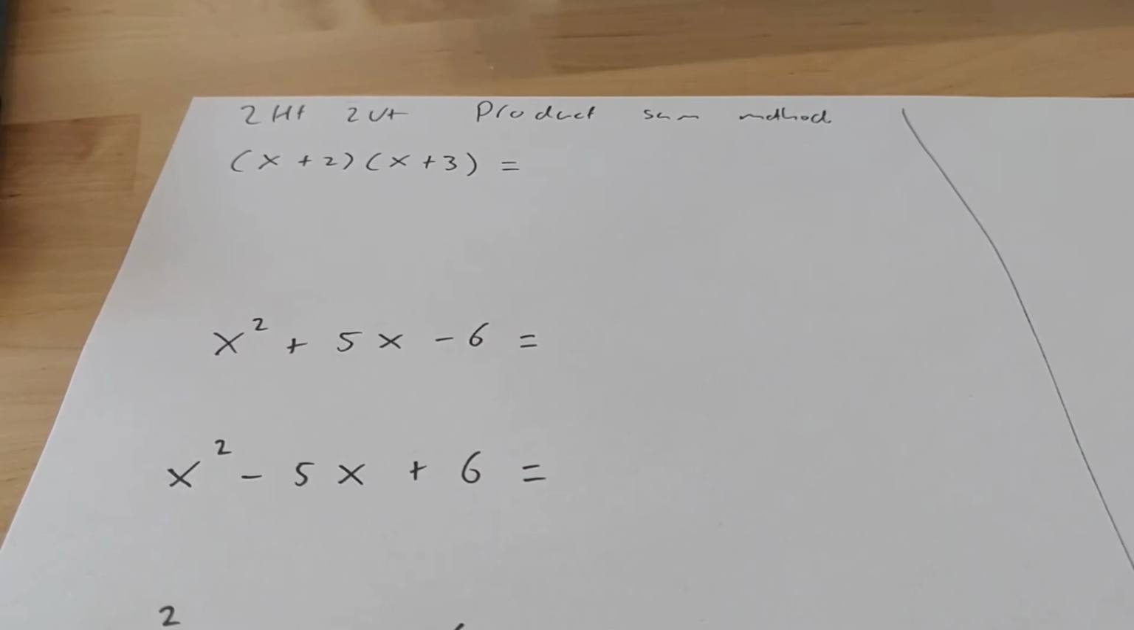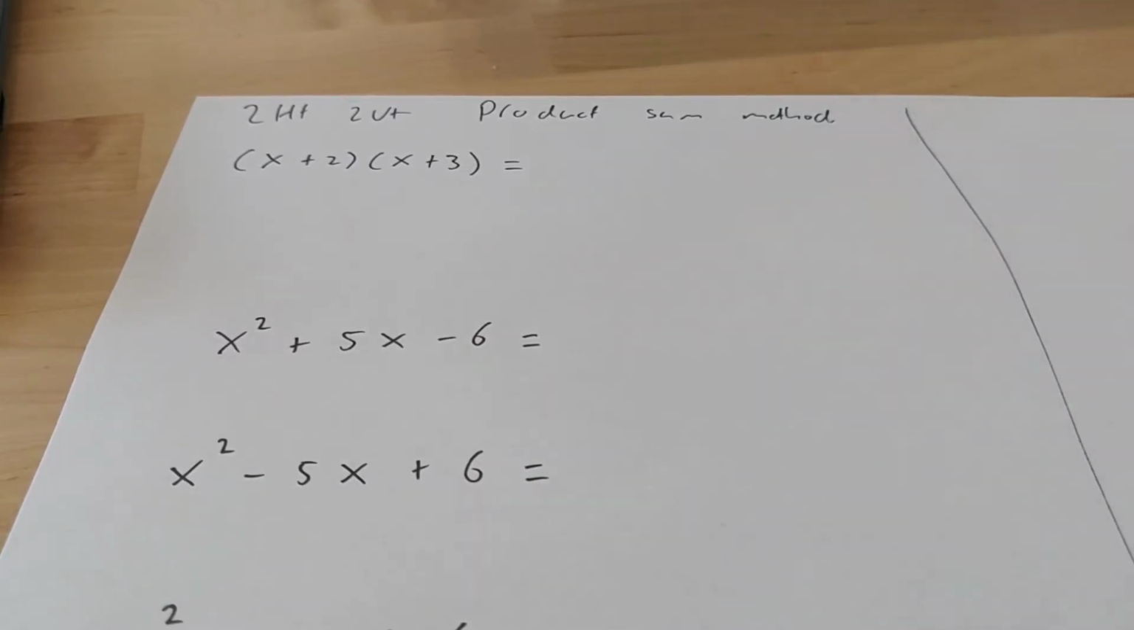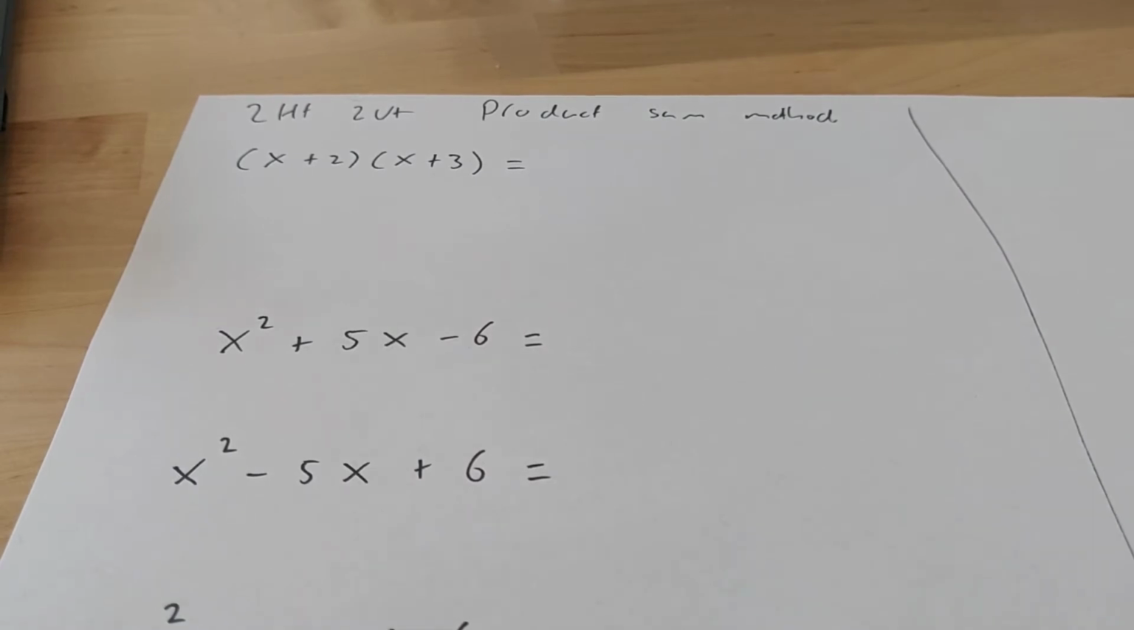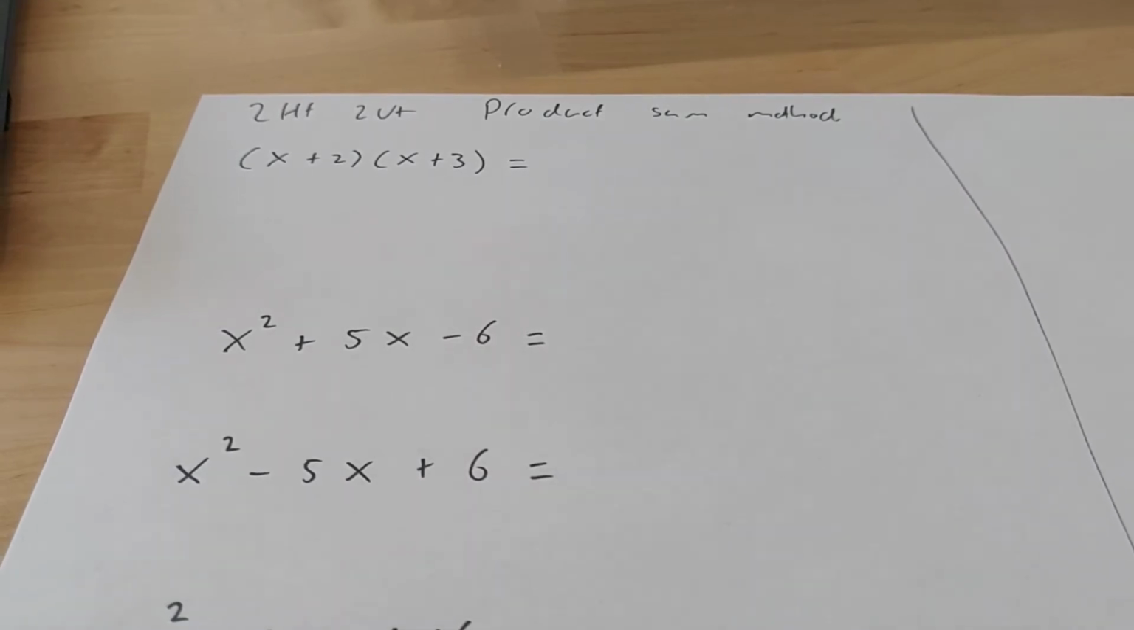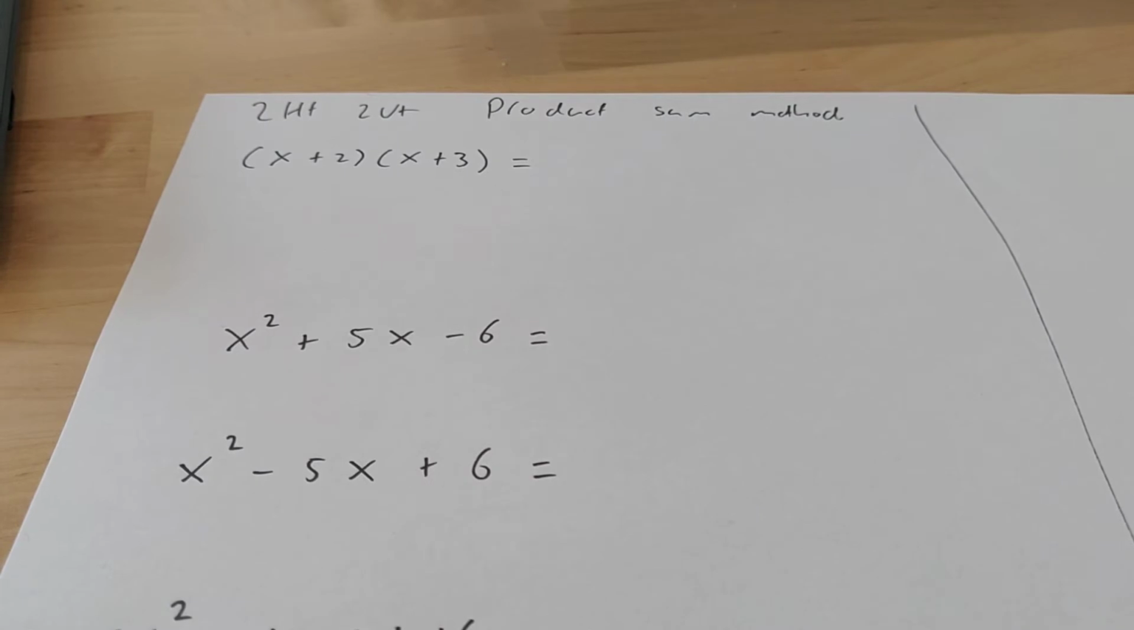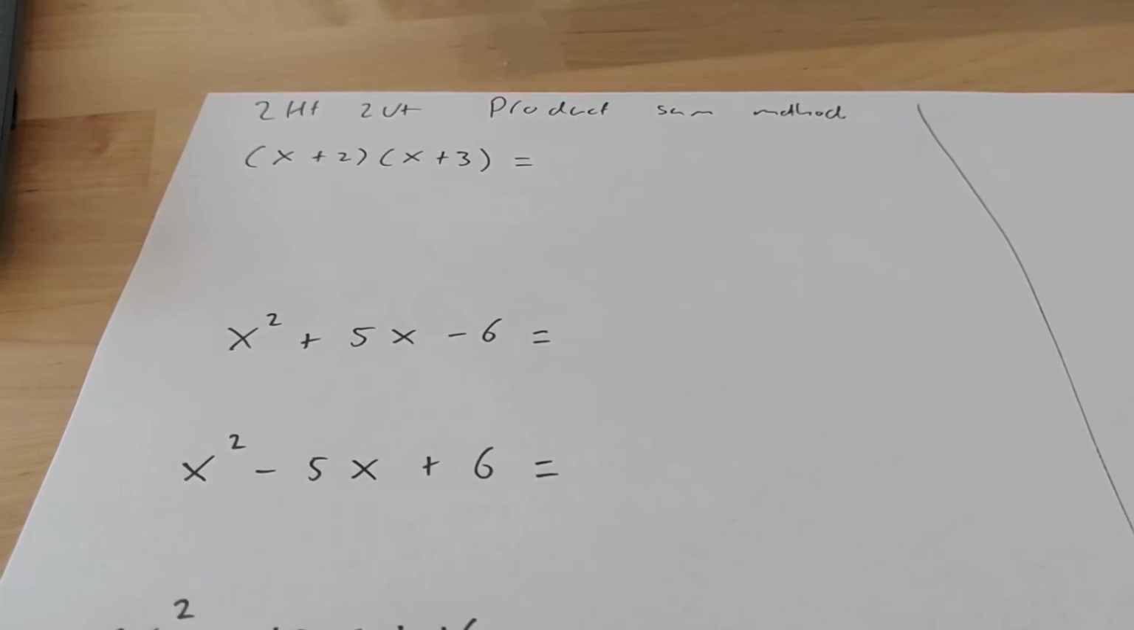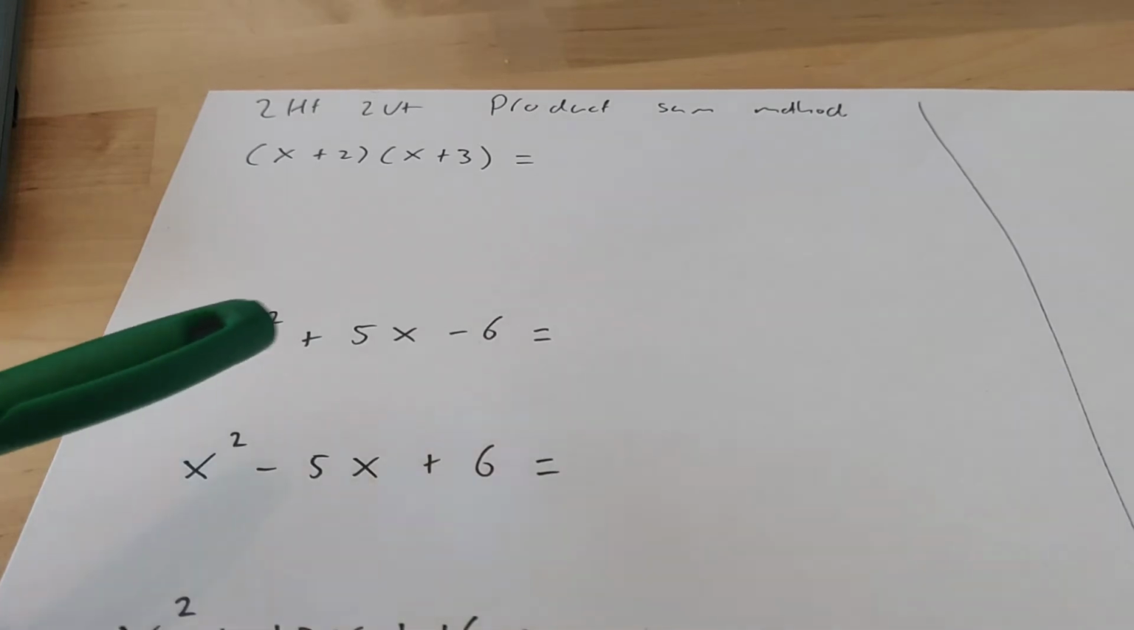Alright, ladies and gentlemen, in this video I'm going to explain the product sum method, which you can find in paragraph 3 of your book, chapter 7. It's a new way of factorizing, so basically the same as the previous paragraph, but now it's a bit more complicated because we have 3 different things.